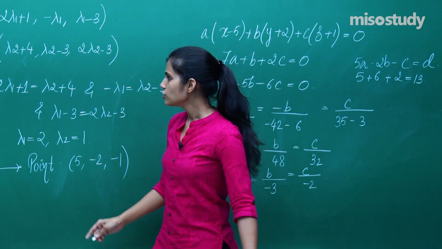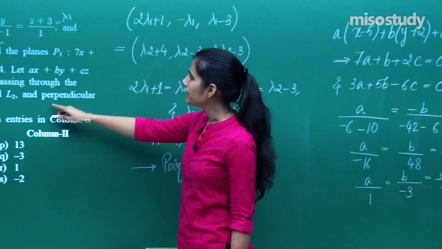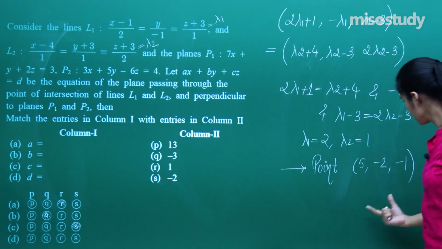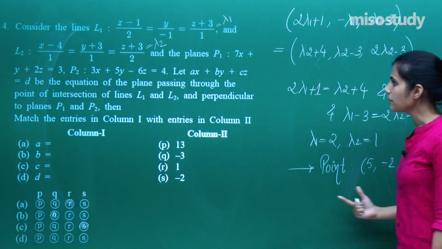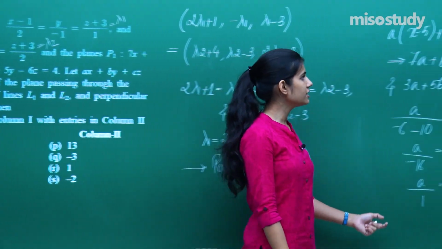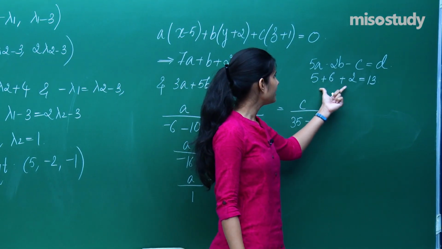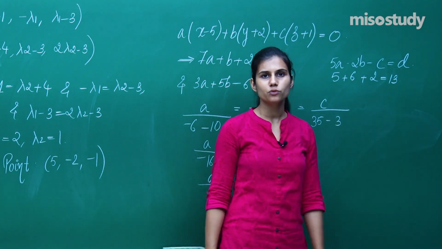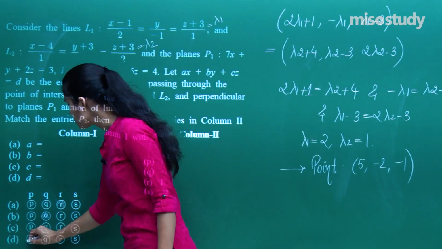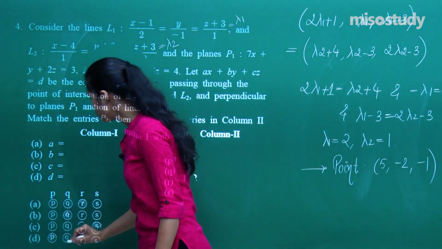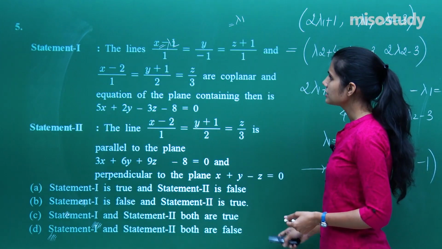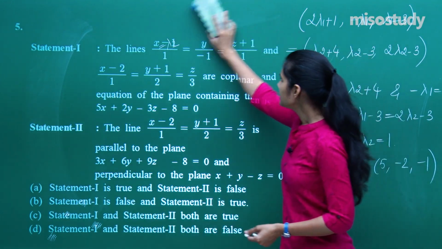Are you understanding? So over here you have that this plane is basically passing through this point. It is passing through this point and is perpendicular to this plane and this plane, right? And therefore you have got this equation which will be satisfied, and therefore 5 plus 6 plus 2, that is 11 plus 2, which is 13, will be the value of D. So D is coming out to be 13. So P is going to be shaded corresponding to it. Clear? Next, what you have is these lines are given to you.